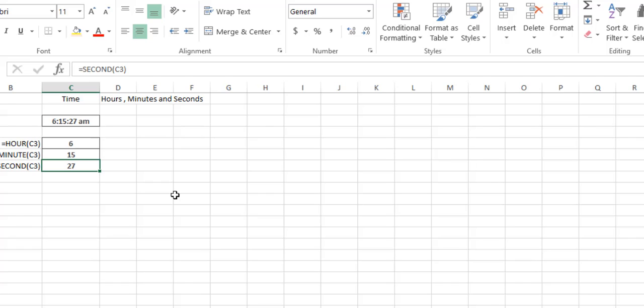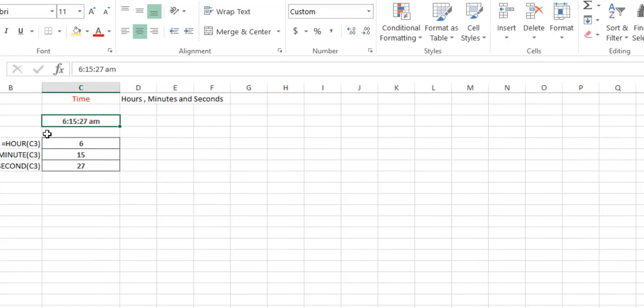So the time section is important. Look at this. Here is the time section. And to extract all three parts separately from the given time in a cell, you can use this formula: equal HOUR of the cell reference, equal MINUTE of the cell reference, equal SECOND of the cell reference.